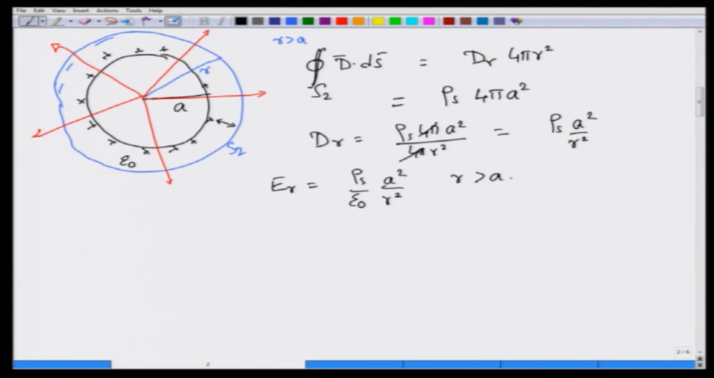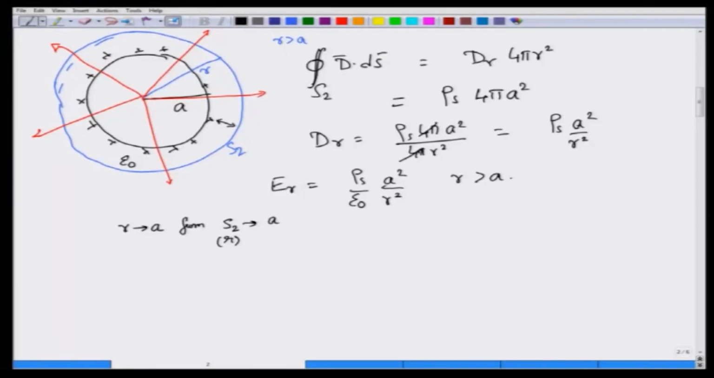Now, at r equal to a, see what happens as you come close to a from the surface S2, shrinking S2, which was originally with a radius r, to a sphere of radius a. So, what happens as you start shrinking S2, that is, if you come outside of the sphere and start coming towards the spherical shell of charge? What would be the value of the electric field predicted? The value of the electric field predicted will be obtained by writing r equal to a. So, when you substitute r equal to a, this becomes rho s by epsilon 0, right. So, from the outside of the shell, as you start moving towards inside, you are going to predict an electric field of rho s by epsilon 0.